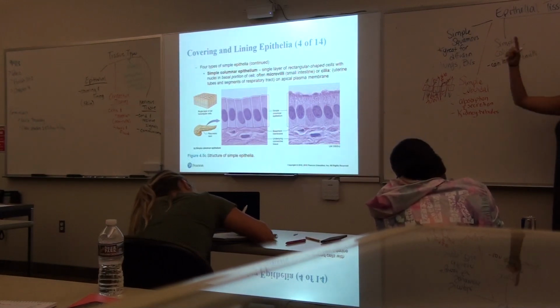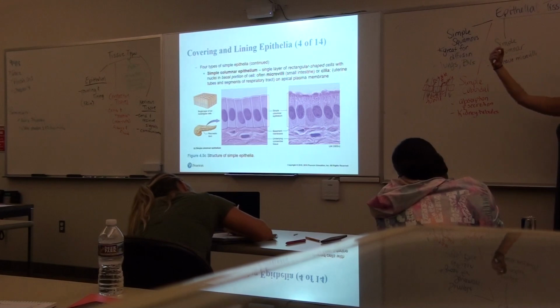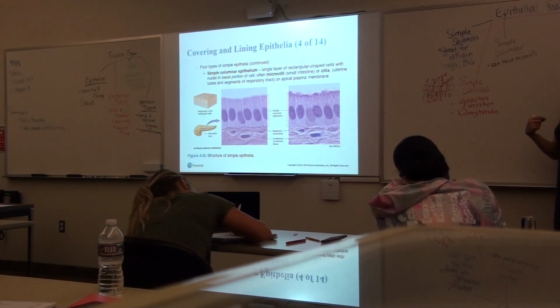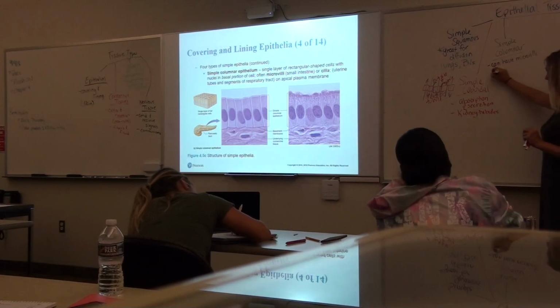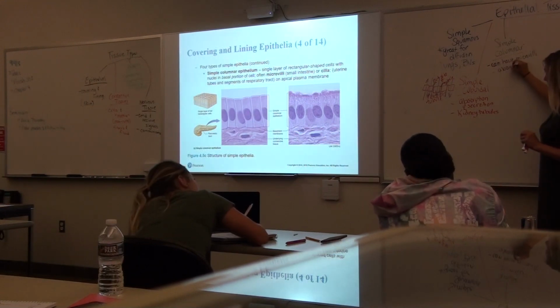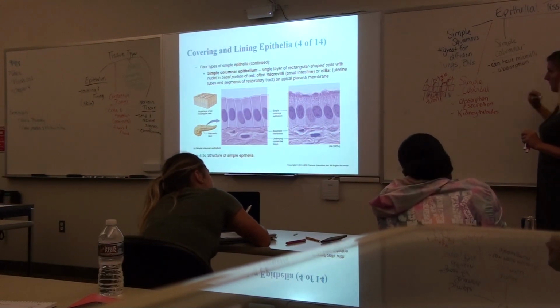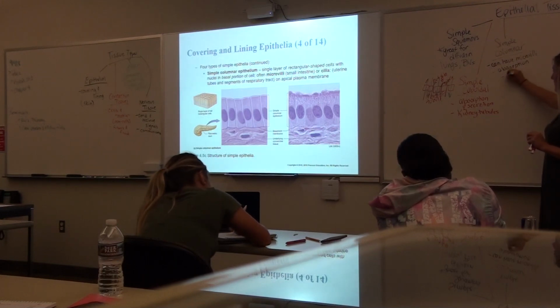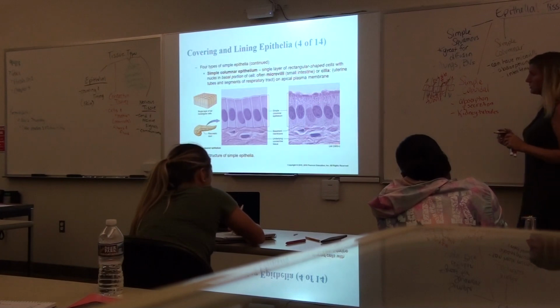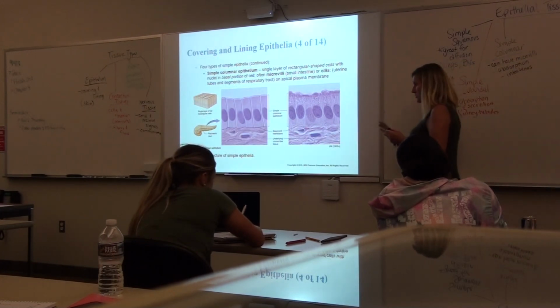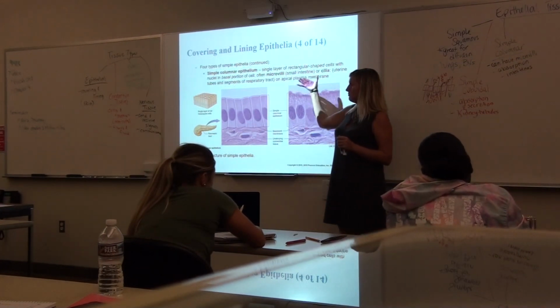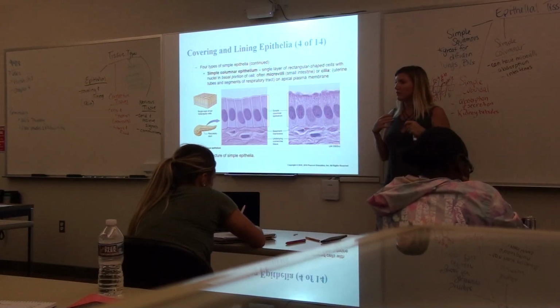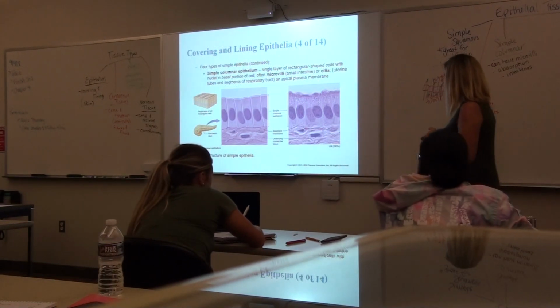In other words, it's a unidirectional movement. It's just stuff into the cell. It's not filtering other stuff out. It's only pulling in. These are found in the intestines. There's some parts of our respiratory tract, but for the most part, our intestines have simple columnar.